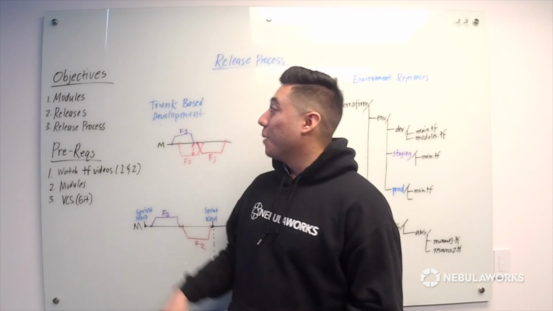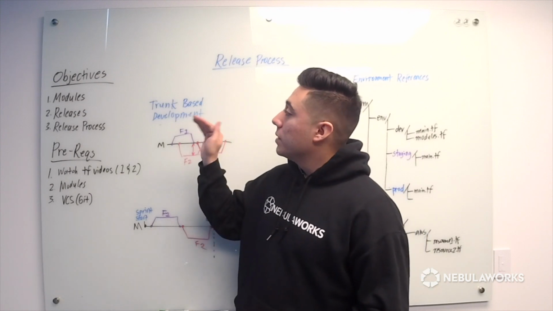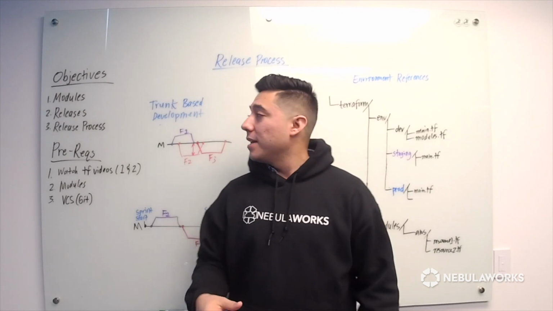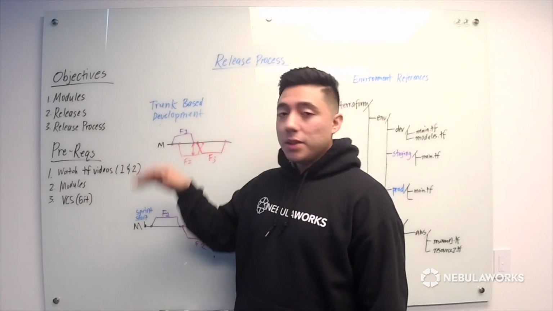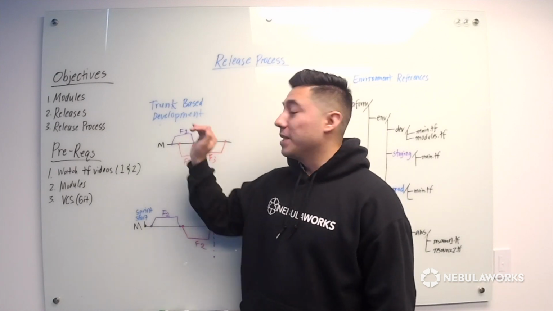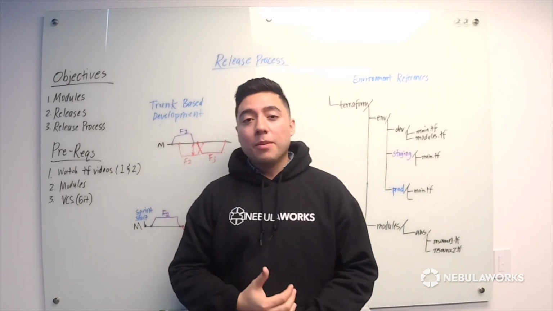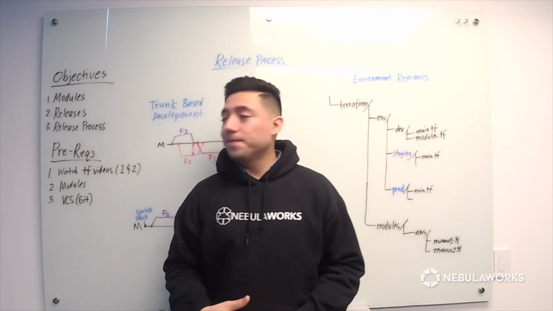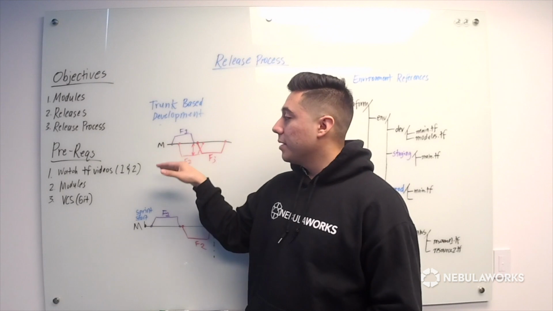So today we're going to be talking about a couple of things. The first of those are Terraform modules. So we're going to see where Terraform modules fit in the release process. And next, we're going to be talking about releases. So we're going to be talking about what releases are and why they're so important. And lastly, we're going to be talking about the release process. So we're going to be going over the branching strategy that we use here at Nebulaworks, as well as our release process. So as for prerequisites, there are a couple of things.